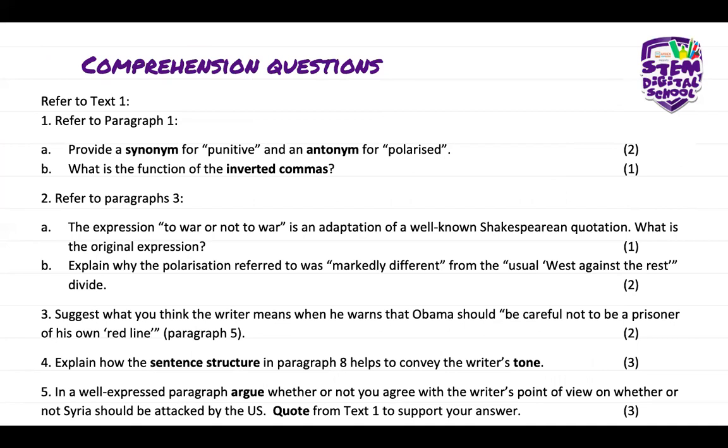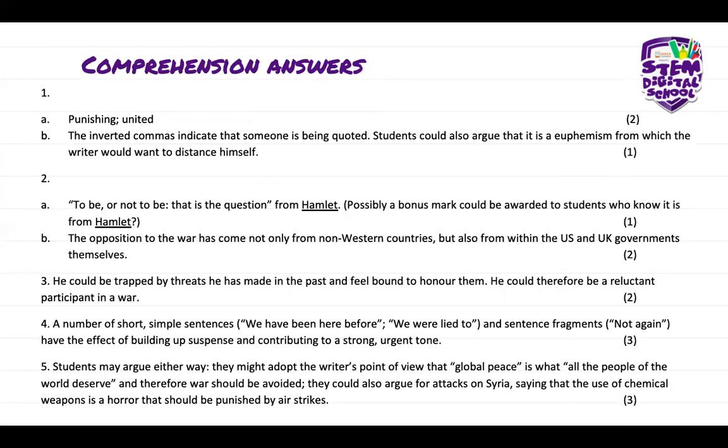What is the original expression? Okay, I think we all know what the original expression would be. It would be to be or not to be from Hamlet. There you go. To be or not to be, that is the question. Which is 'tis nobler to suffer the slings of outrageous fortune, or to take up arms against the sea of troubles, and by opposing end them, to die, to sleep no more.